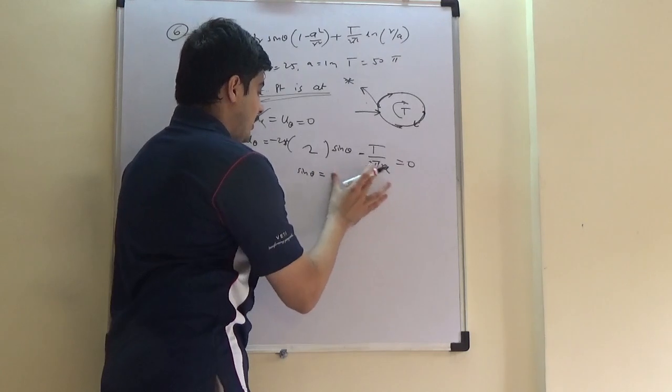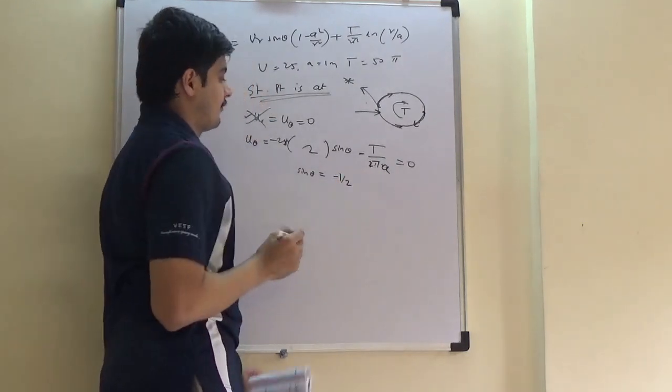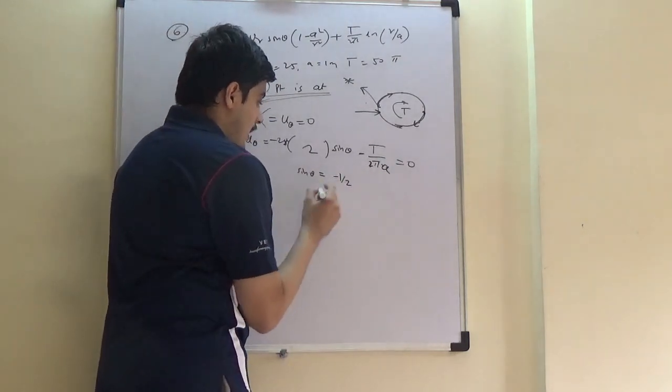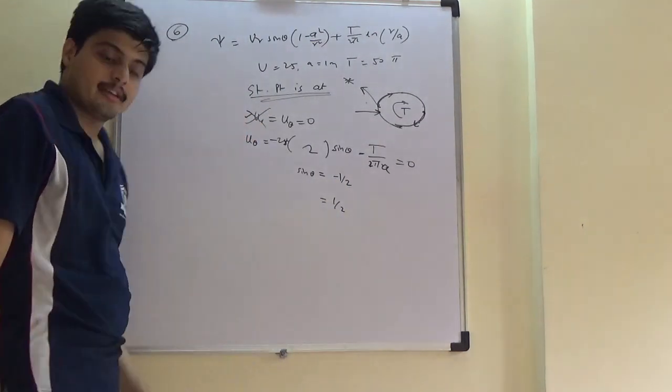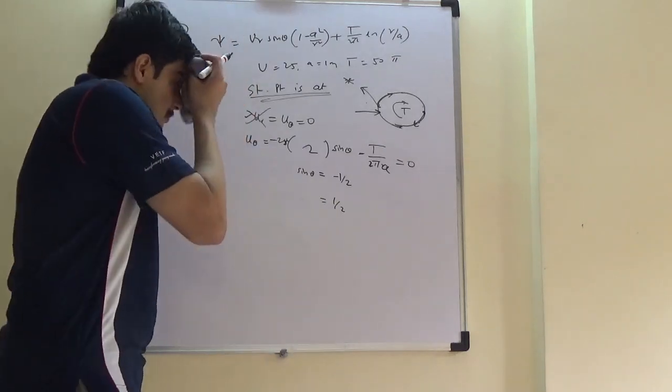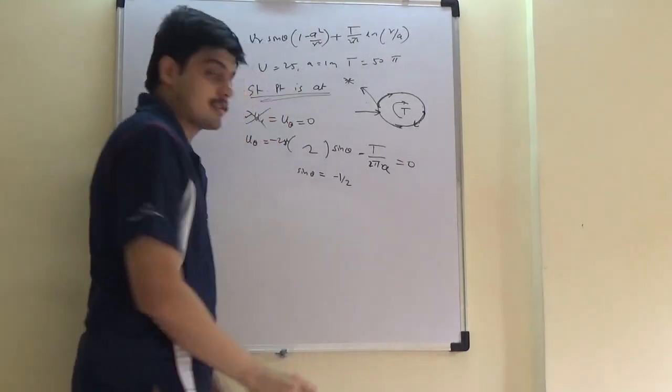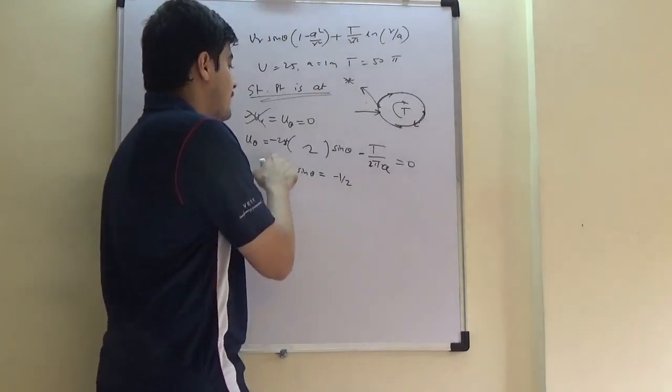So sine theta is minus half. Now you may ask that sine theta equal to half may also be a solution. I would say that is wrong, because positive and negative make much difference. Always take these signs very carefully.